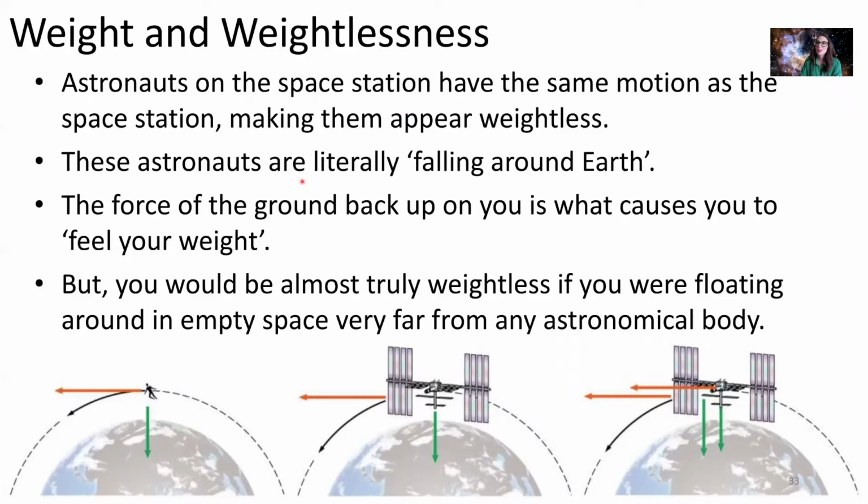The astronauts are literally falling around the Earth. So we talked about how if you give an object enough velocity, you can get it in orbit around a planet. The International Space Station is in orbit around our planet, and the people inside the International Space Station are then also in orbit around our planet.